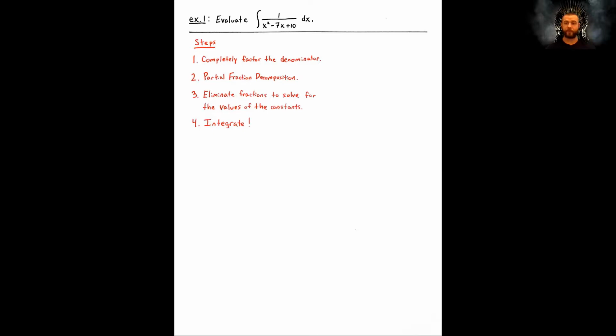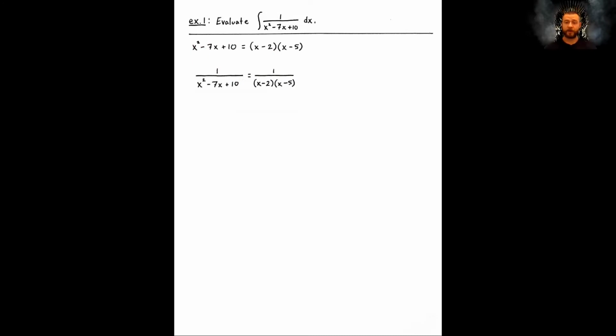All right, ready to go through this? Let's go through it. Starting place, let's factor the denominator. That should go pretty quick. Numbers that multiply to 10 but sum to -7 are -2 and -5. So your factorization would be x minus 2 times x minus 5. All right, that's our denominator.